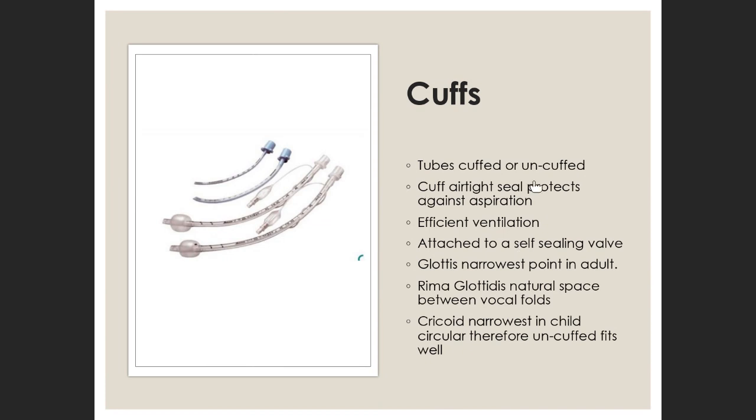Right, so the cuffs provide an air seal to prevent aspiration, and efficient ventilation, there's no leak. You can attach it to a self-inflating bag or an anesthetic circuit. The glottis is the narrowest point in an adult. Everybody knows what the glottis is. The glottis is the larynx, right? And the rima glottidis is that space between the vocal cords, right? In a child, the cricoid is the narrowest point in the airway, which is why you can use an uncuffed tube, because it is circular.